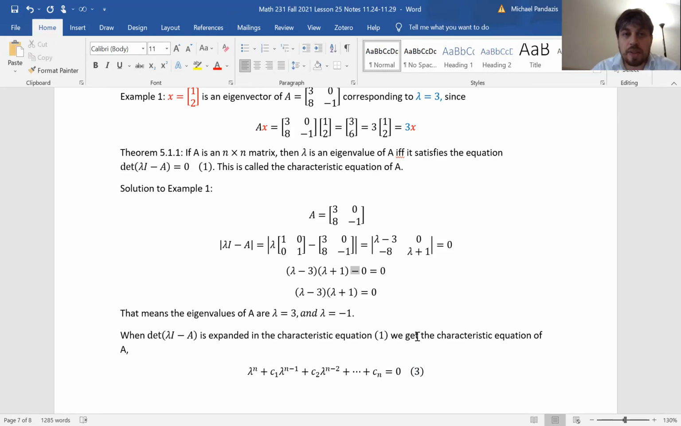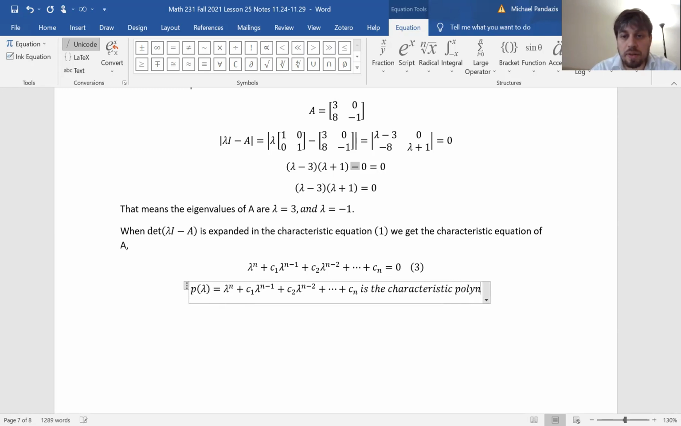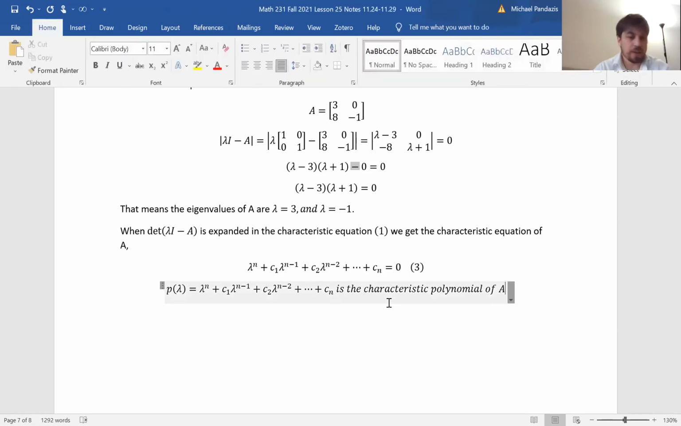Okay, the polynomial p of lambda, which is equal to this expression, is the characteristic polynomial of A. This is the characteristic equation of A. This is the characteristic polynomial of A.